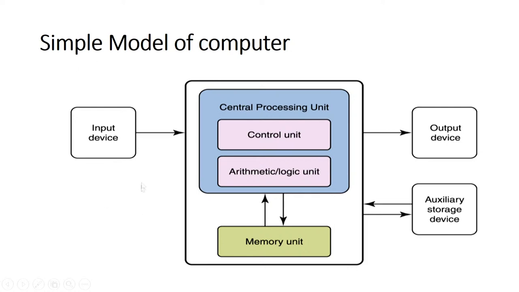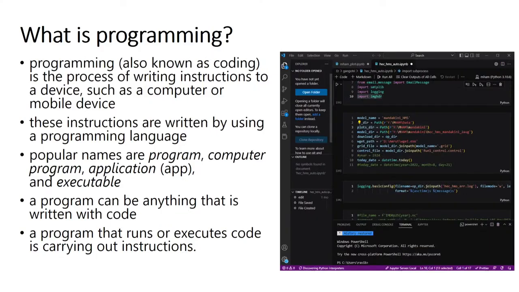So basically with the input device, the data which needs to be processed will be captured, and the central processing unit will be processing all this data. The intermediate results or the entire instructions will be stored in the memory, and from the memory it will be transferred to the ALU for processing. And finally once the entire processing is done, the output will be sent to the output device or some file, or it can be stored in some auxiliary device as well. So this is a basic model of a computer.